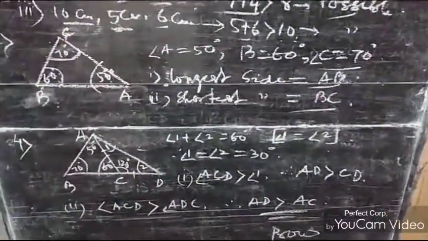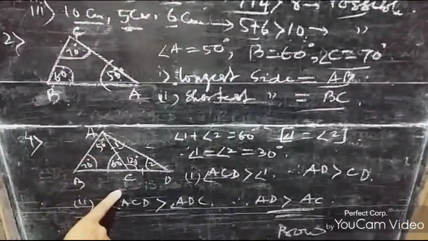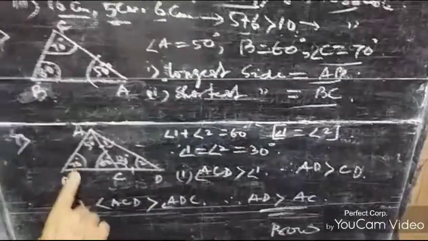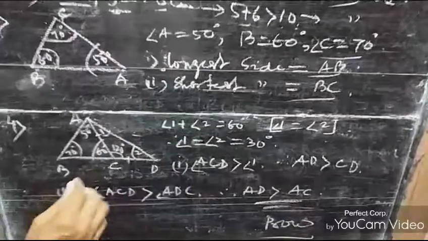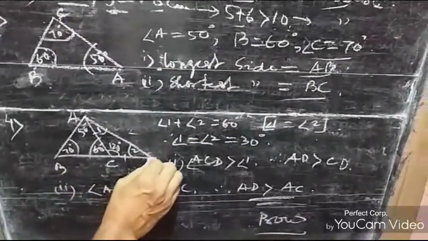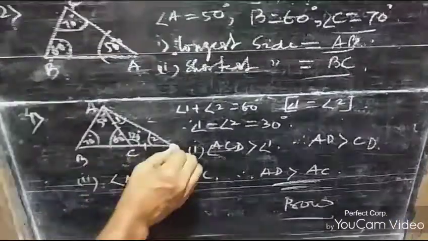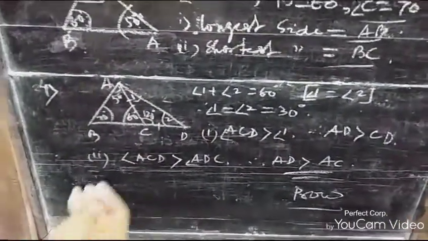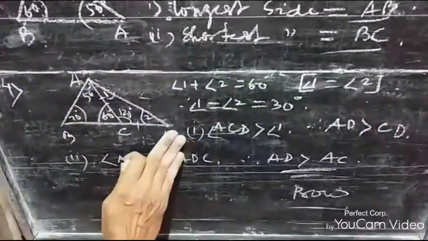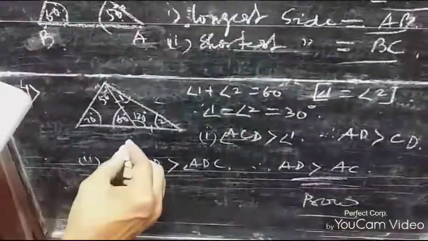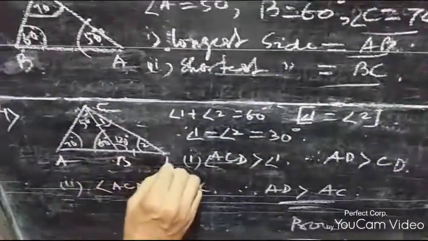Now number 4, what is actually asked for? In triangle ABC, BC is produced to D such that AC equals CD is given. As per this drawing I am putting over here, you can go through this one. Otherwise you can also change this one. This is A, B and D.